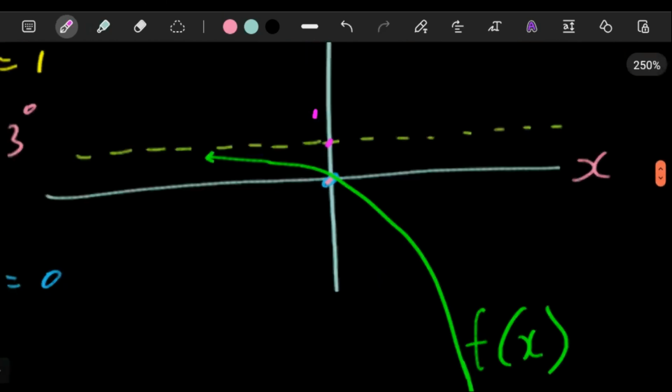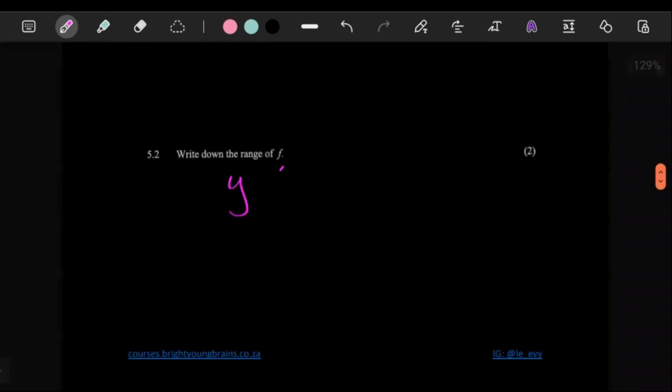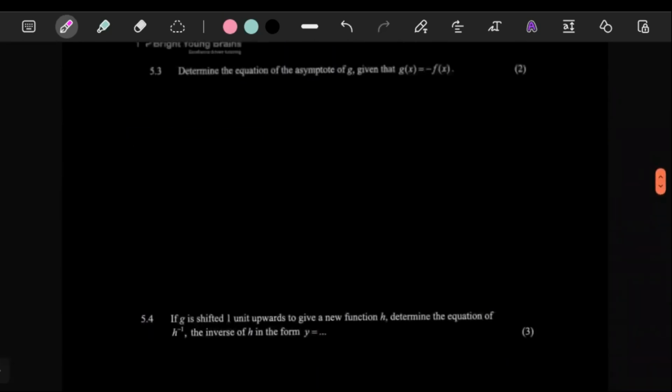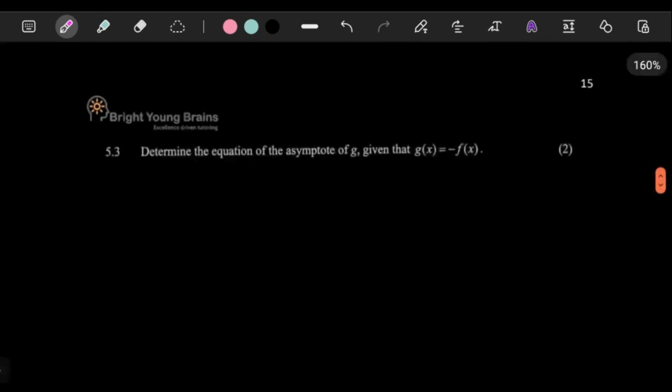The range is which y values the graph goes to. We can see it stops at 1, and everything down it goes to. So for the range, the y values have to be smaller than 1. It does not touch 1 because it's the asymptote. So anything below 1.